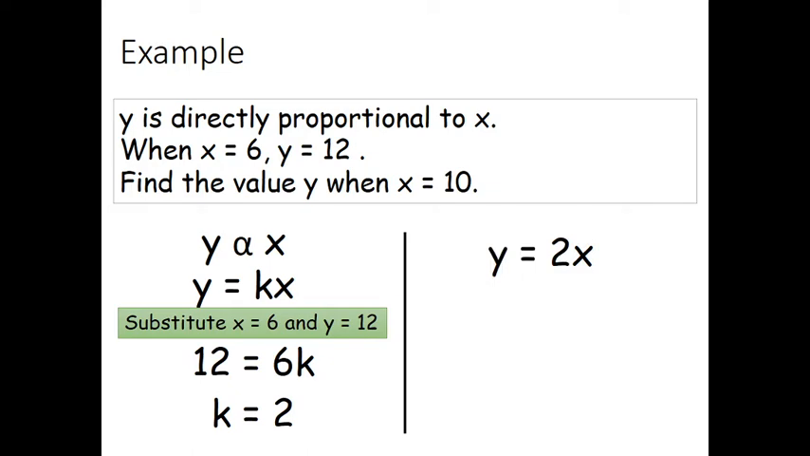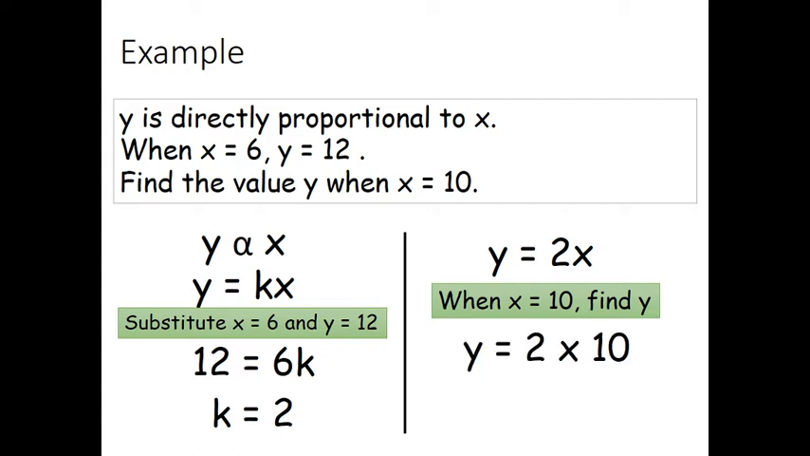Use that to form the next part of your equation and import that 10 that we have been told from the final row of the question. So Y equals 2 multiplied by 10. Y has to be 20.